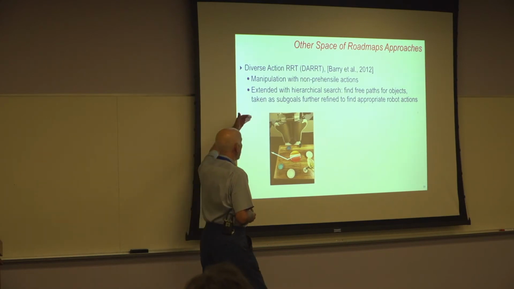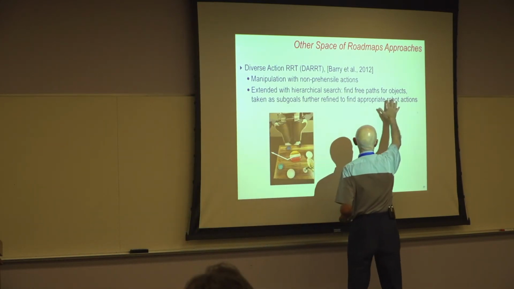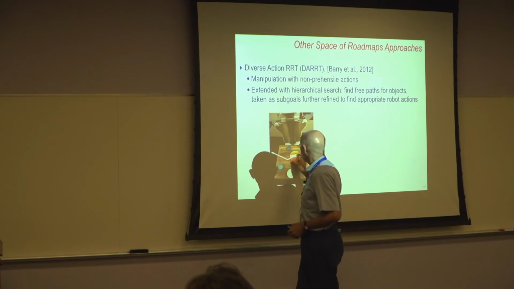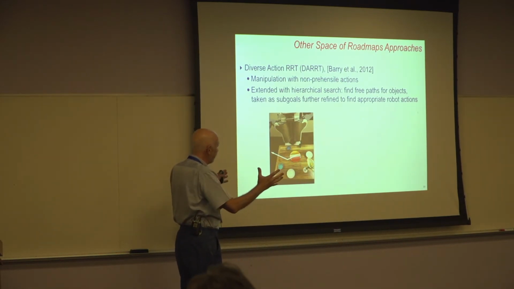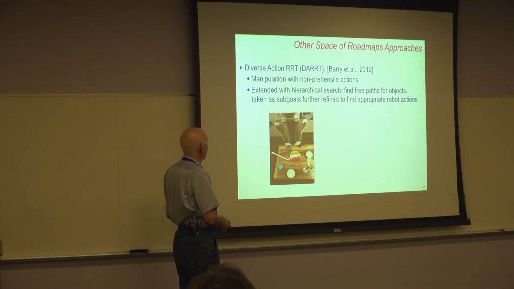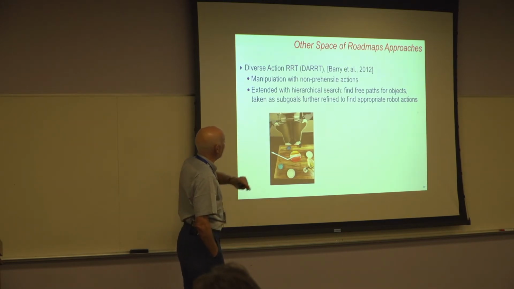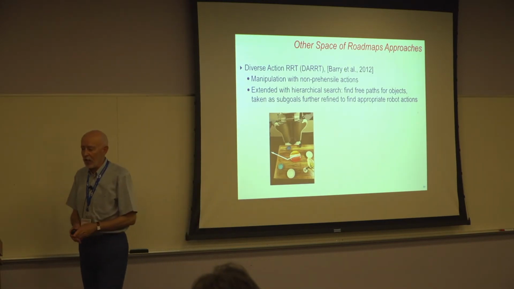the hierarchy is to find free paths of objects without considering their actuation. You consider objects as if they were able to move by themselves. And these free paths of objects, free meaning freely actuated, no one is pushing them or handling them. You take these as subgoals that are further refined to find appropriate robot actions.